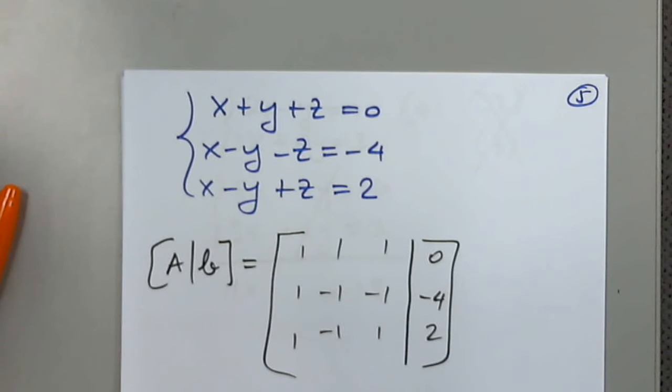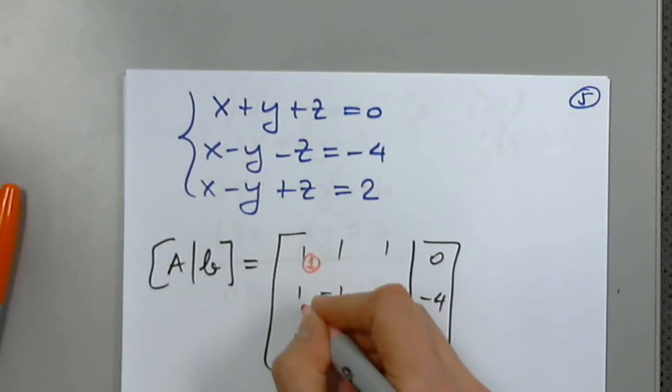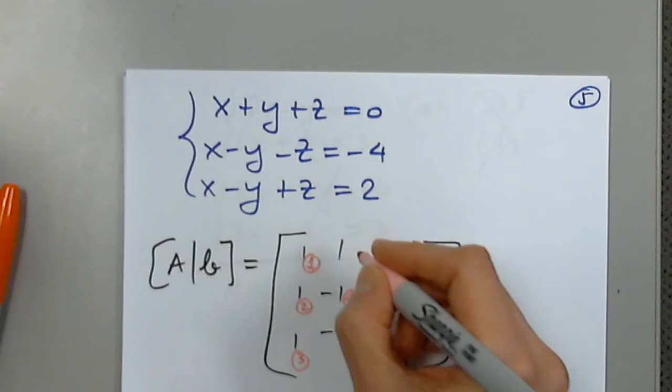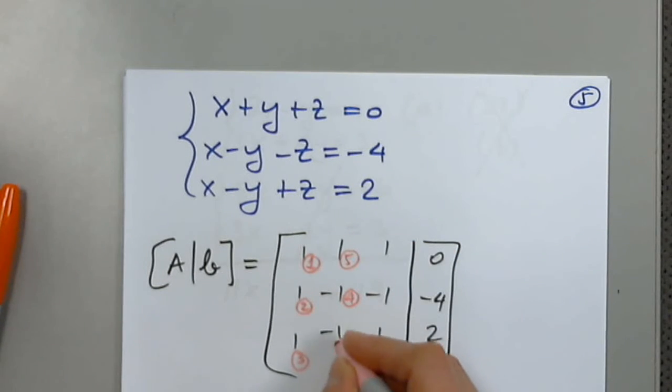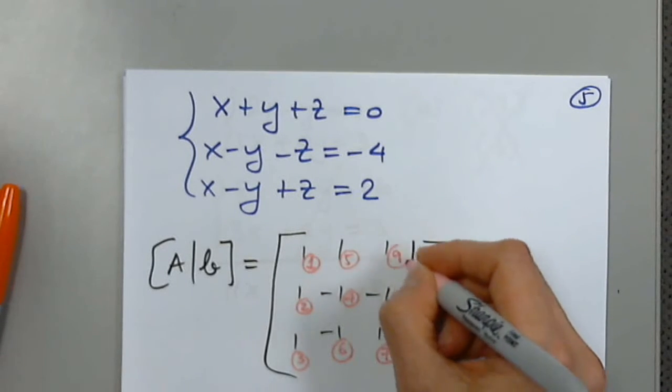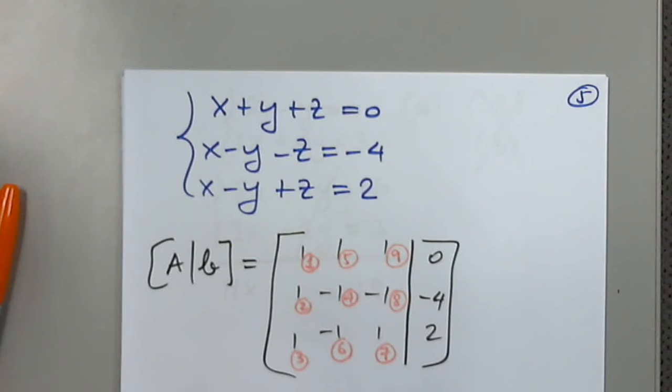I'm going to put numbers next to them. Okay, step number 1 is right here. Step number 2 is here. Step number 3 is here. Step number 4 is here. Step number 5 is here. Step number 6 is here. Step number 7 is here. Step number 8 and step number 9. It must be in this specific order, or I cannot deviate from it.